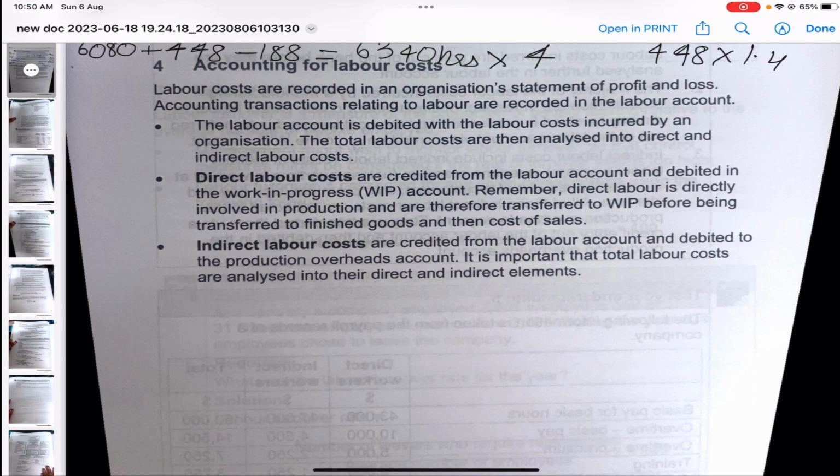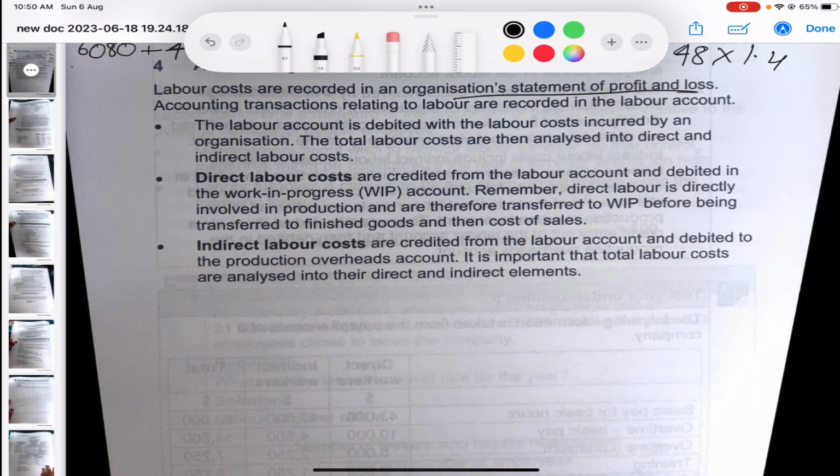Okay. Accounting for labor costs. So how are we going to start with the accounting for the actual labor costs? Let's discuss that. Labor costs are recorded in an organization's SPL, which is the statement of profit and loss account, and we have read that in our F3. The labor account is debited with the labor costs incurred by an organization. The total labor costs are then analyzed into direct and indirect labor costs.